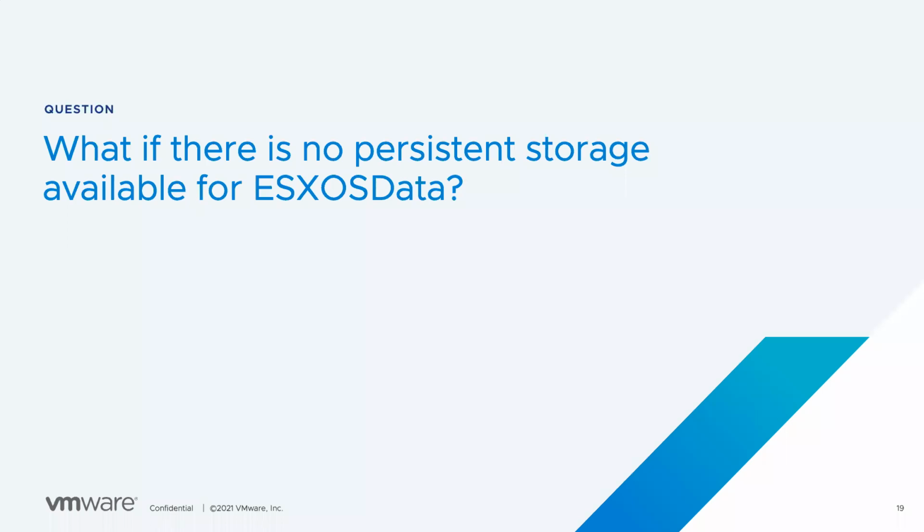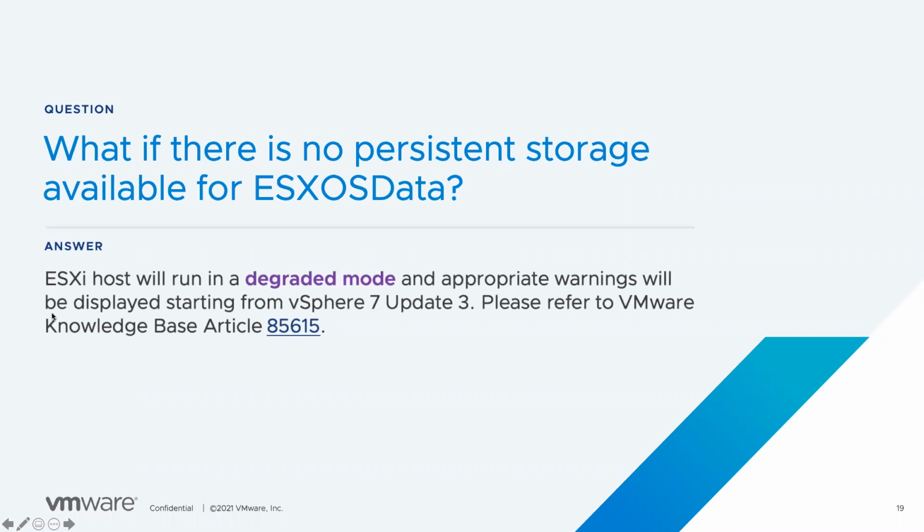Another question is, what if there is no persistent storage available for ESXOS data? Well, in that case, assuming that you are still talking about option number 3, which is running your ESXi host with a standalone SD card or USB drive without having any persistent storage, the ESXOS data will still be installed on the SD card or USB drive. And this is very specific to the vSphere 7 version. But your ESXi host will run in a degraded mode and appropriate warnings will be displayed starting from vSphere 7 update 3.